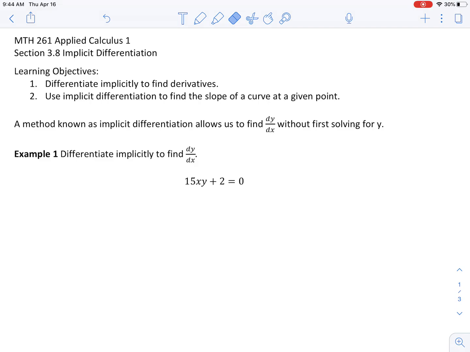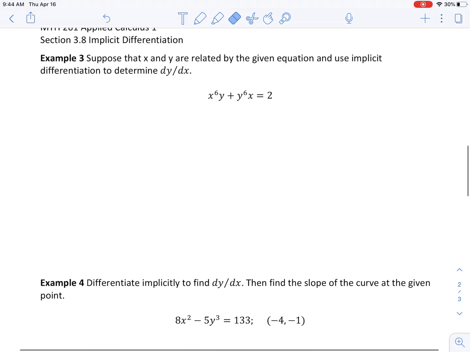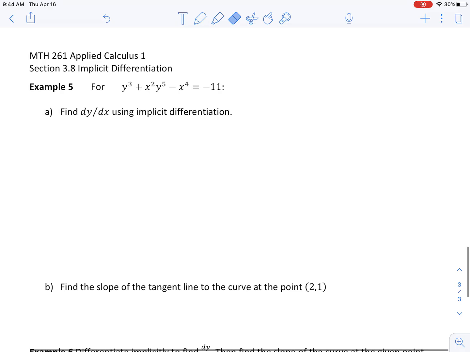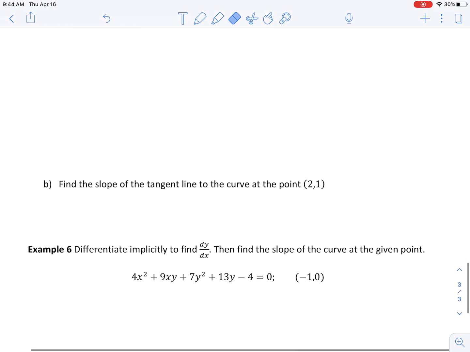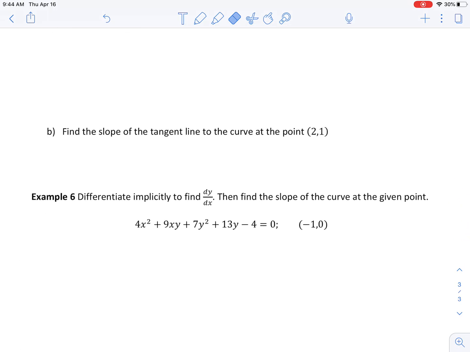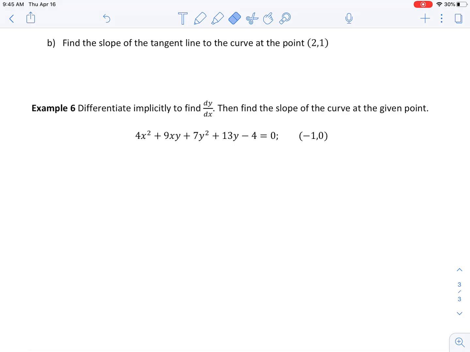2 learning objectives today. We will find the derivatives using implicit differentiation, and once we find that derivative, we will find the slope of a curve at a given point simply by plugging in the x and y value. So if you got number 1, learning objective 2 is just plugging in x and y value. So for the first 3, I'm just going to find the dy dx, and for number 4, number 5, and number 6, I'm making the equations a little more complicated, but then we will also find the slope of the tangent line at the given points.